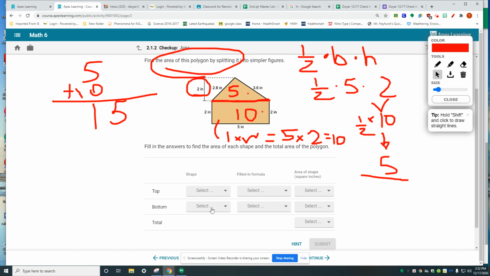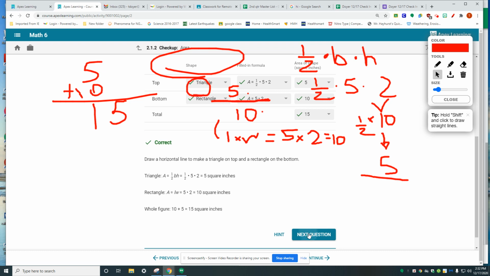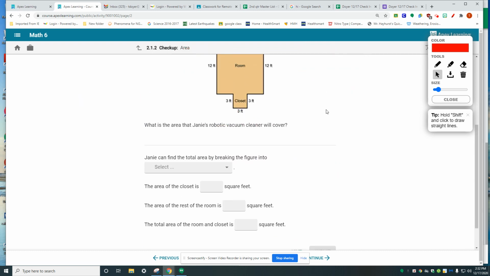I'm sorry. Okay, so the top is a triangle. I'm going to use the formula 1/2 times 5 times 2. And look, it's right here. And the area is going to be 5. And the bottom is a rectangle. Okay, a square would have even sides. It's not even. What did we multiply? 5 times 2. And 5 times 2 is 10. I add those two together and I get 15. Submit. That's correct. Okay, so if I click on the next question, it's the same.